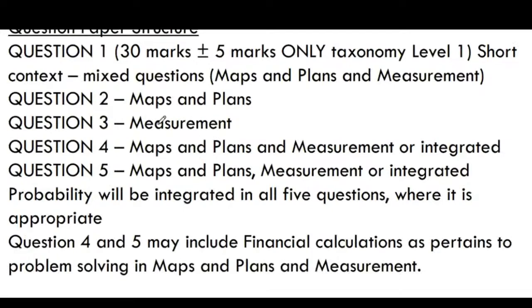Now, the structure of the question paper. When we look at question number 1, it will have 30 plus or minus 5 marks only. Taxonomy level 1. This simply means these are the simple questions. Please do not leave question 1 unanswered. It will have a mixture of maps and plans, and measurements. When you look at measurements, we shall be looking at the area part of it, the conversion, perimeter.